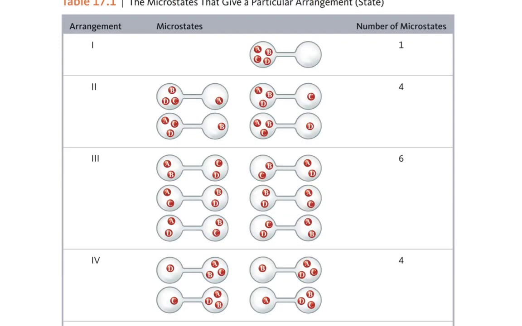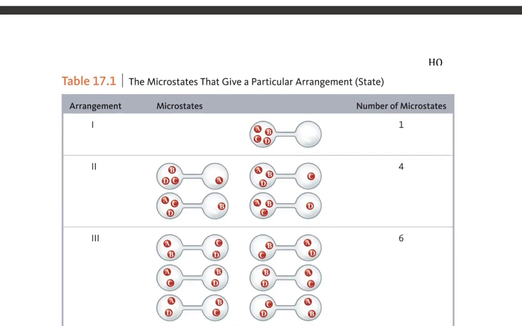So what we have is for arrangement 1, all on the left, only 1 microstate, arrangement 2, 4 microstates, arrangement 3, where they're the most evenly spread out, we have 6 microstates, and so on. So that means that the most spread out arrangement, the gas occupying the entire volume, has the most microstates, the greatest probability of occurring. That's the one that's going to occur according to probability arguments.